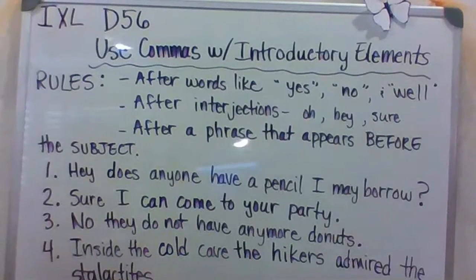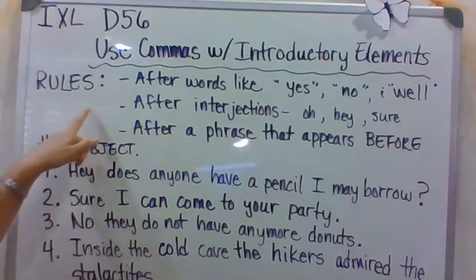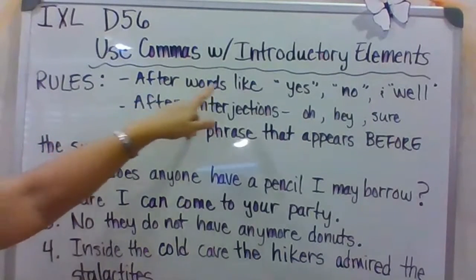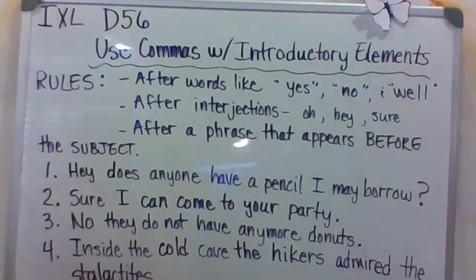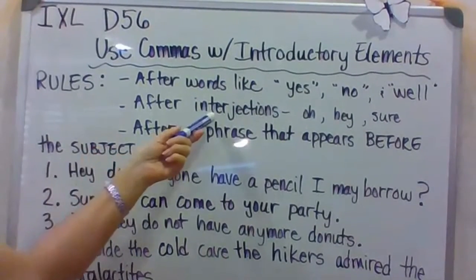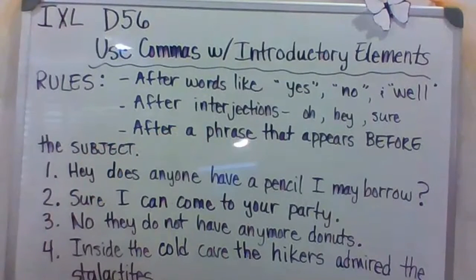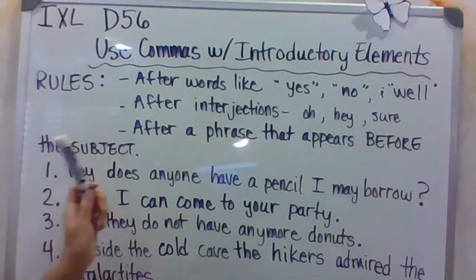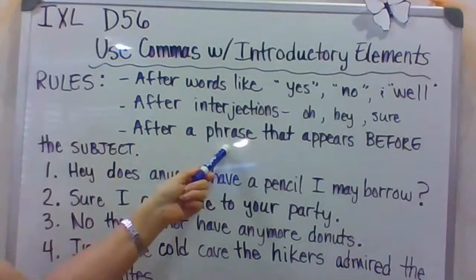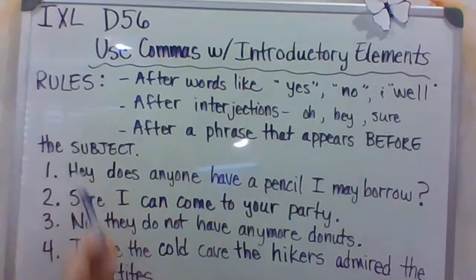So there are some rules with this. The rules are you will use a comma after words like yes, no, and well. You will also insert a comma after mild interjections like oh, or hey, or sure. You'll put a comma after each of those. And the last rule for today is you will insert a comma after a phrase that appears before a subject.